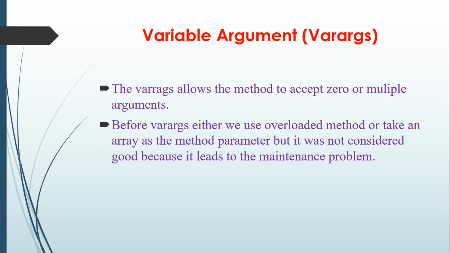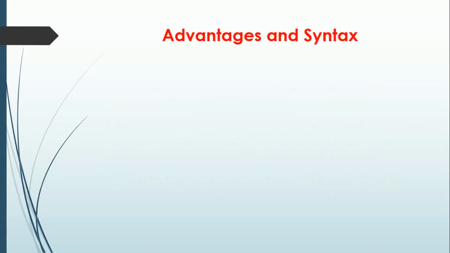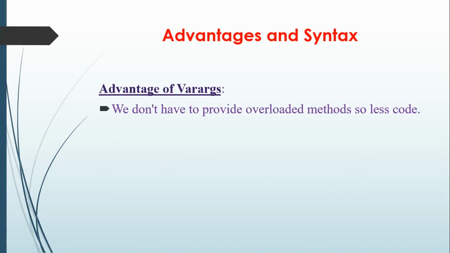So VarArgs is used when we want to accept multiple arguments and it is not fixed how many arguments we have to create. If we don't know how many arguments we will have to pass to the method, VarArgs is the better approach. Let's see its advantages and syntax. One of the most important advantages of VarArgs is we don't have to provide overloaded methods, so less code is required, which makes VarArgs more efficient.